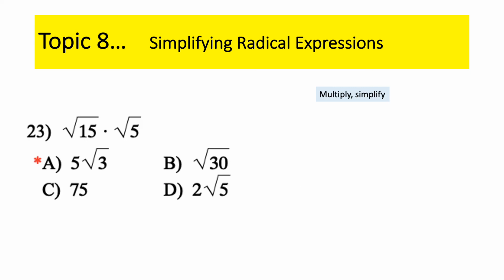For multiplication, though, you don't need like radicals. You simply multiply what's underneath the radical, the radicand. You just multiply. 15 times 5 is what? 75. And let's see, what's inside 75? Oh, 25. 25 times 3, square root of 25 is 5. So 5 root 3, that's answer A.